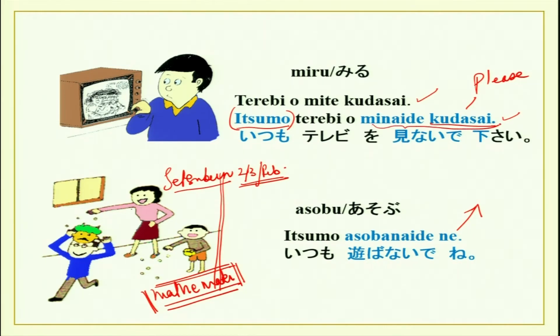Minai de kudasai. So I am not asking your permission. I am not asking you whether you want to watch or not. I am just requesting you not to do it. So it is a semi-order. It's a polite order. So over here, mother is saying itsumo asobanai de ne, and the intonation is rising. Please remember, it's a semi-order also, thus you can see her hand and she is ordering that enough is enough. You better study now.